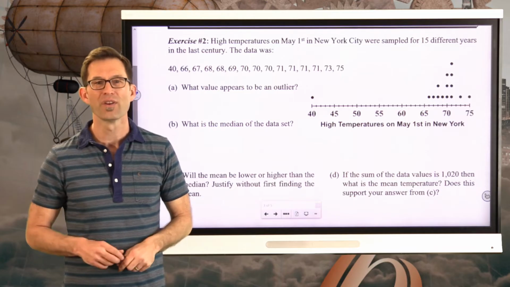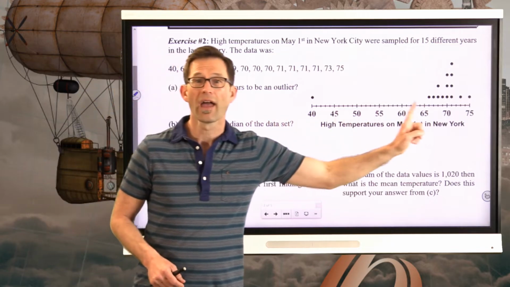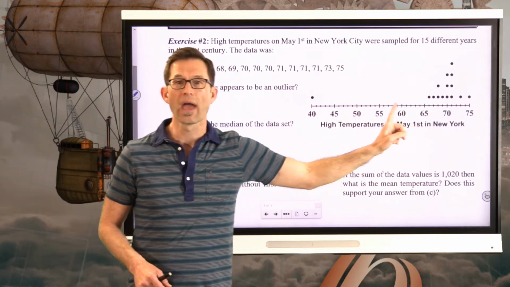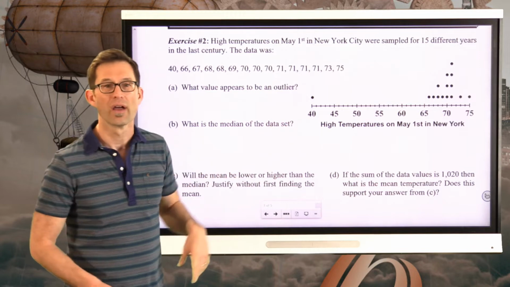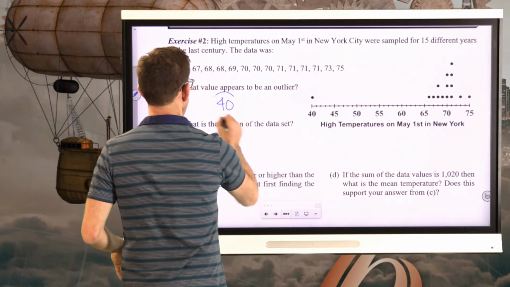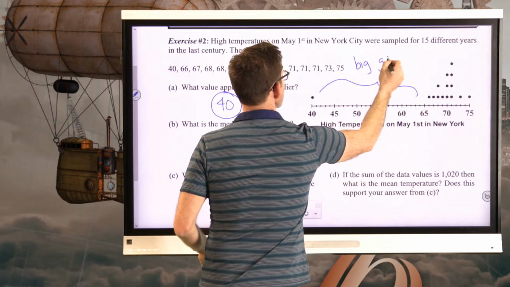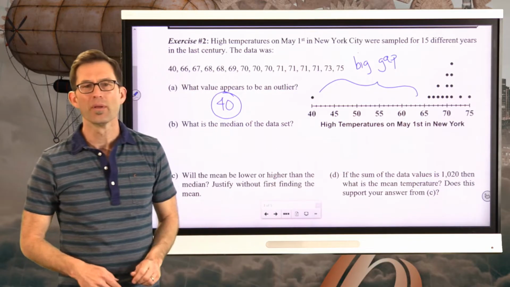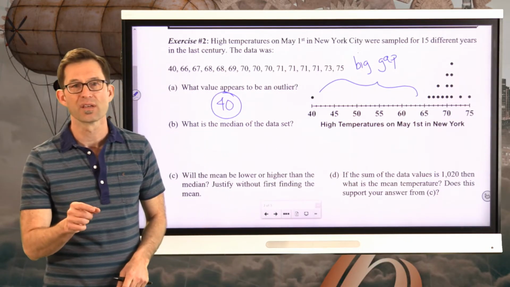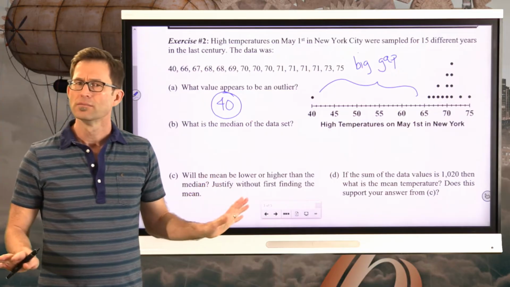This should be pretty easy. Pause the video now and write down what you think the outlier is. All right, well, 40 degrees. Look at this huge gap between the second smallest temperature at 66 and the smallest temperature at 40. If we had a small gap, we wouldn't consider it an outlier. If it was sitting maybe at 60, I wouldn't particularly consider that an outlier, even though there might be a gap between the 60 and the 66. But between the 40 and the 66, that is such a large gap that the 40 is an outlier.